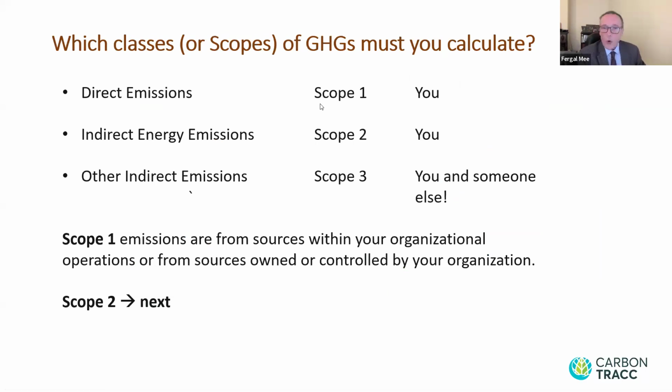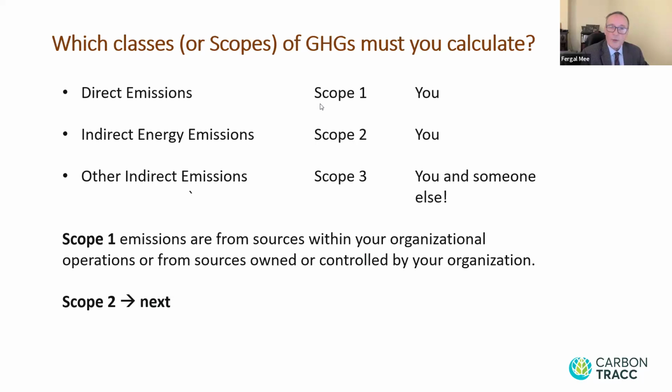Which classes or scopes of gases is it our responsibility to quantify, which is, I believe, an important question. Our direct emissions or scope 1, that's me, that's my business, my company. My energy indirect or scope 2 emissions, that's me, my company. If I purchase electricity, I must report my scope 2 emissions. If I purchase steam, I must report my scope 2 emissions. Other indirect, scope 3 emissions. I have to report some of them. My employee commuting, for example, my company's business travel, I would report those.